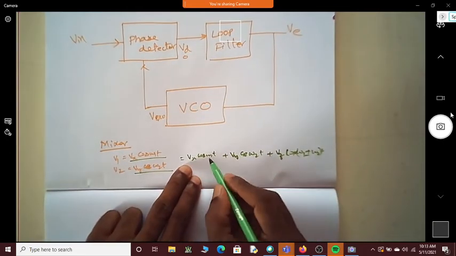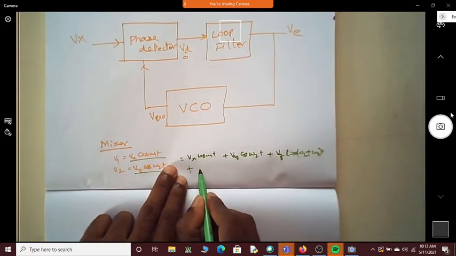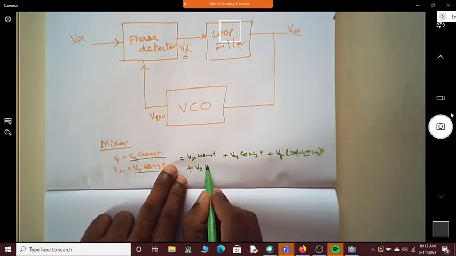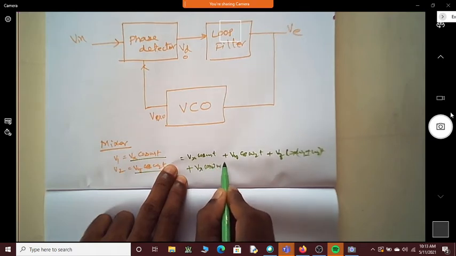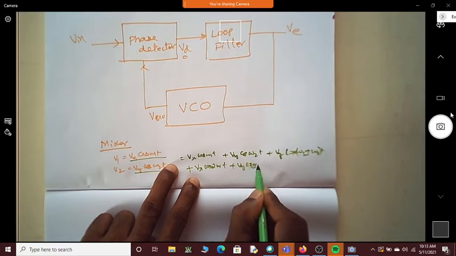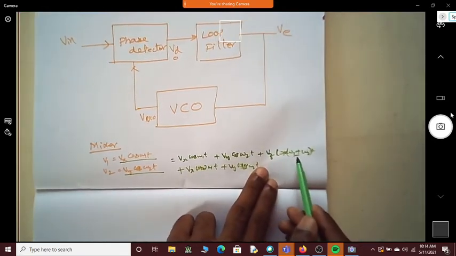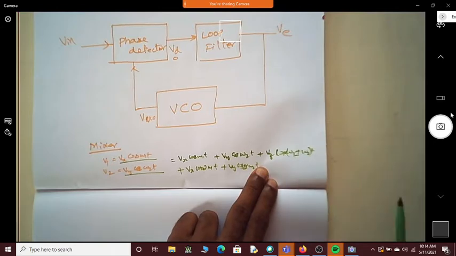See here, I have the original signals as they are. I will have their harmonics also. When I say harmonics, it is Vx cos 2 omega 1t plus Vy cos 2 omega 2t. You can see it's the second harmonic, there is a fundamental signal, and there is addition and subtraction also happening.